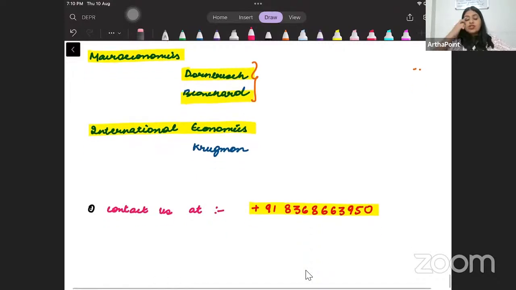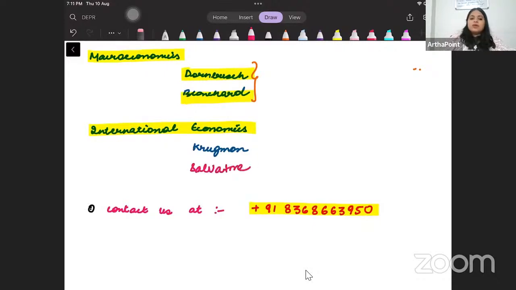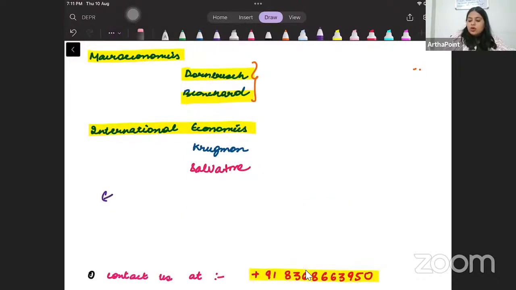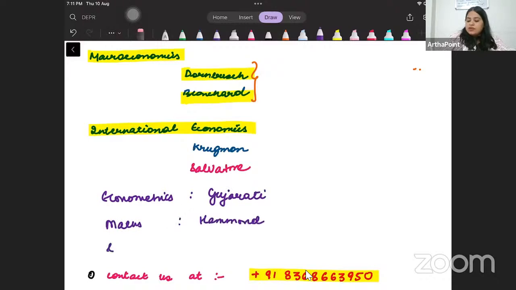Next, beta, we have international economics, for which you should be following Krugman, right? And or Salvatore. That's also a good book to follow, right? For econometrics, you should be going for Gujarati, right? For maths, you should be going for Hammond. And for stats, you should be going for DeBoer.